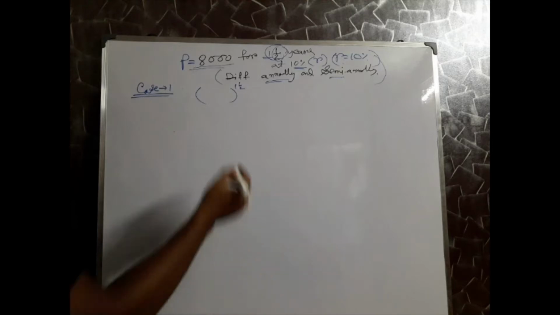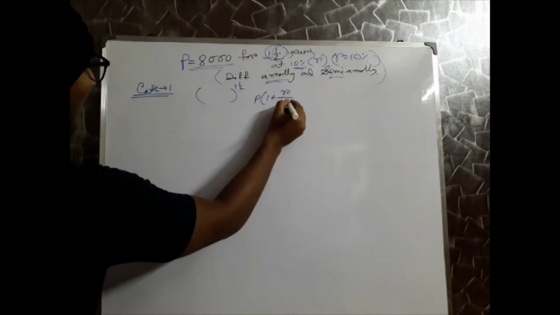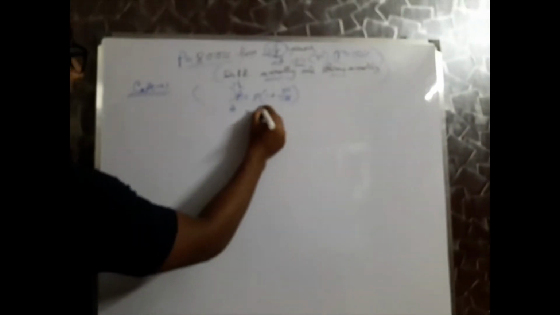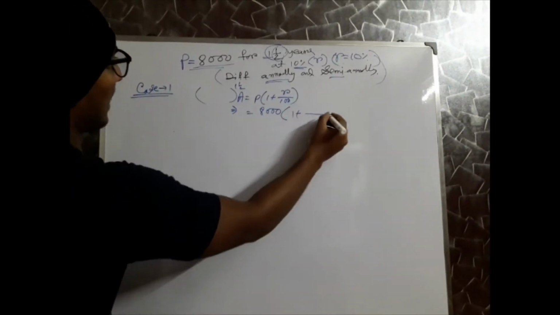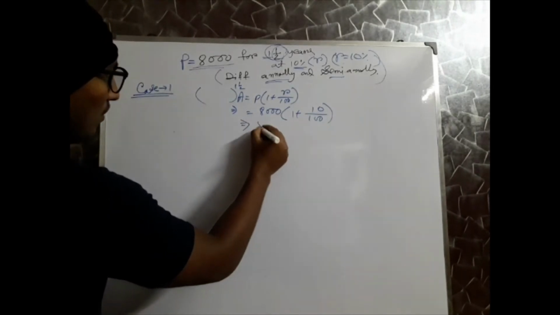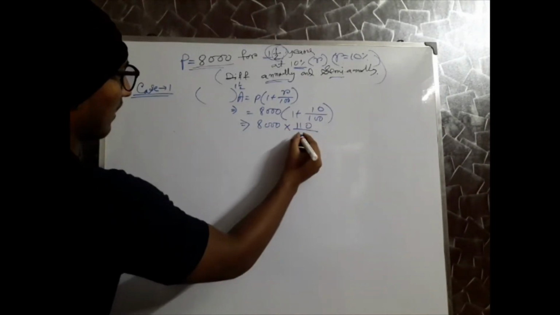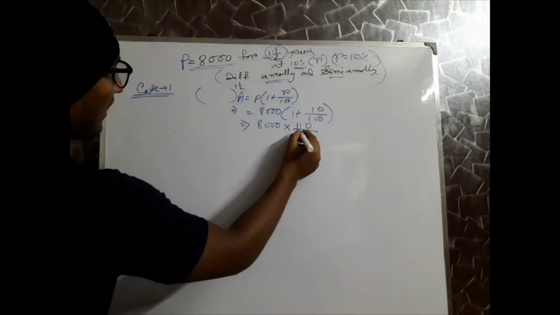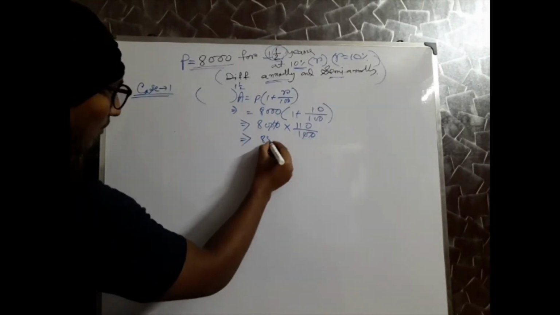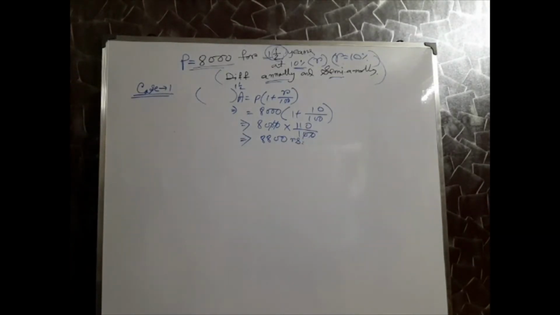So what will be the case after 1 year? We know the formula P times (1 plus R by 100), which is the formula for the amount after 1 year. So P here is 8,000, 1 plus R by 100 is 1 plus 10 by 100. So 8,000 into 110 by 100. Simple, we have 8,800 rupees that you got after just 1 year.